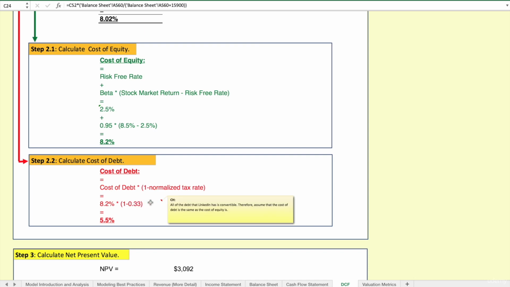But it looks like, according to this comment, thank God I wrote this or I would have forgotten, all the debt that LinkedIn has is convertible. Therefore, assume the cost of debt is the same as the cost of equity, which is 8.2%. And now we're going to tax affect it because you get a tax benefit for having debt. And that gets you to 5.5%.